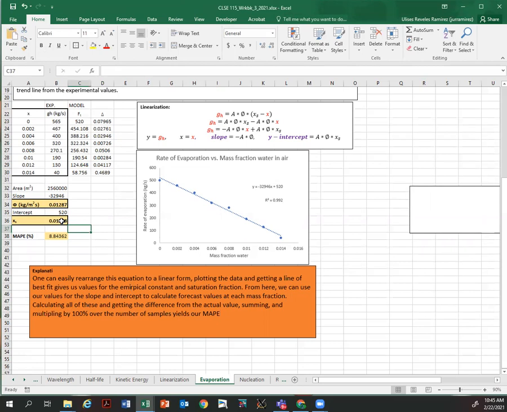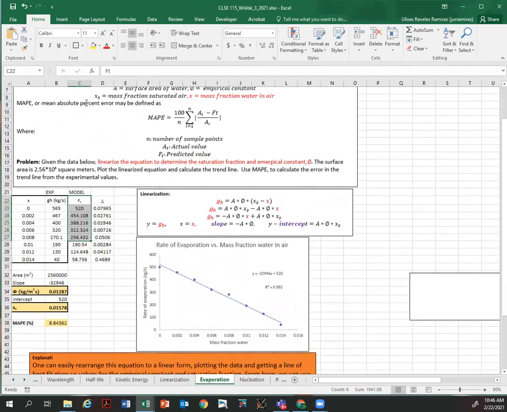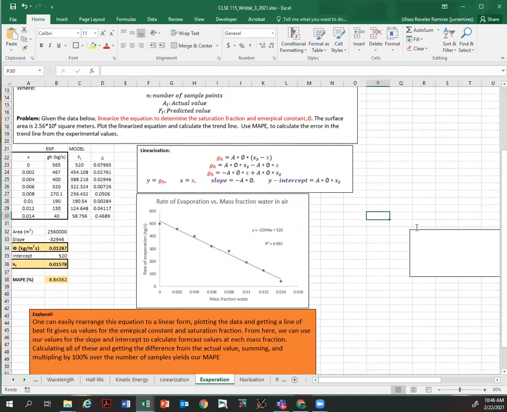From here, we can use our values for the slope and y-intercept to calculate forecast values. Remember, these are our model. At each mass fraction, in calculating this, we can now estimate our mean absolute percent error. Okay. So look at this problem. Again, it's not exactly the same as the one you have in your workbook, but definitely you can use this as a guide to how to solve the problem in your workbook.